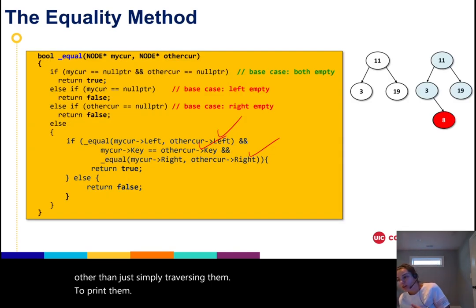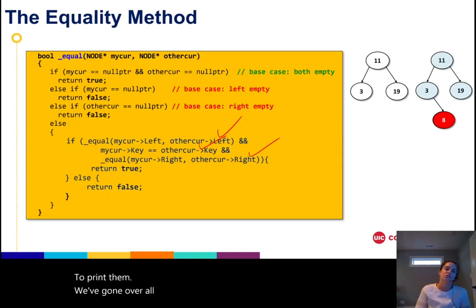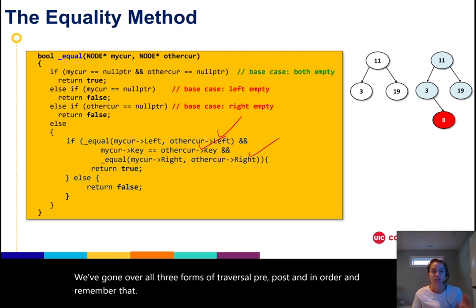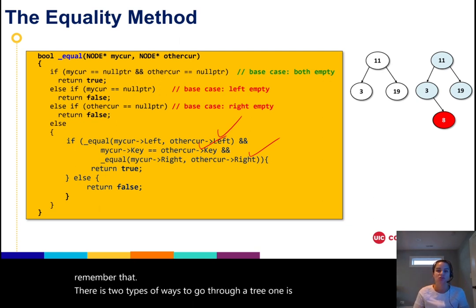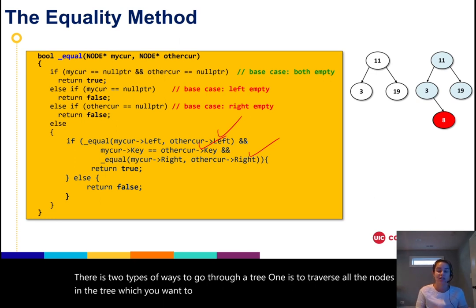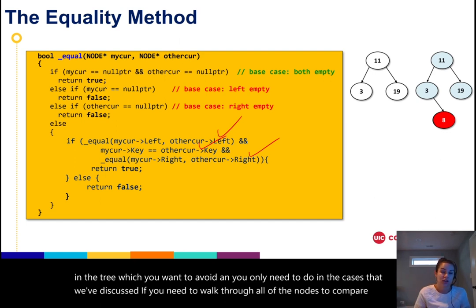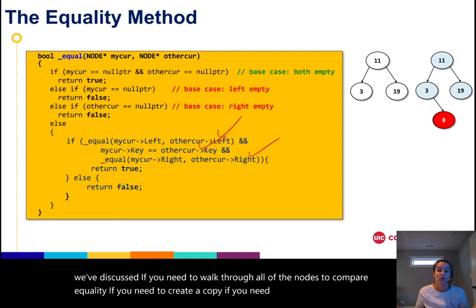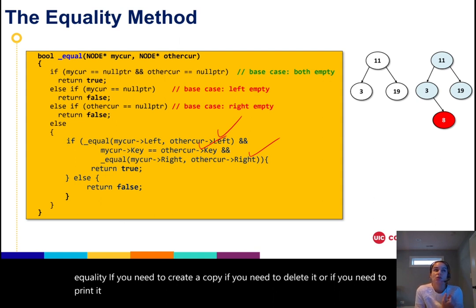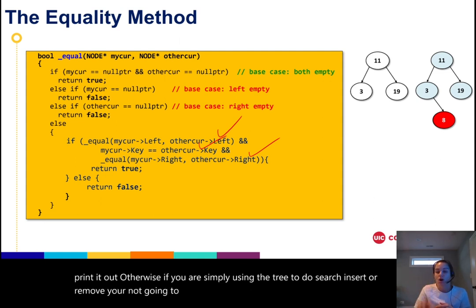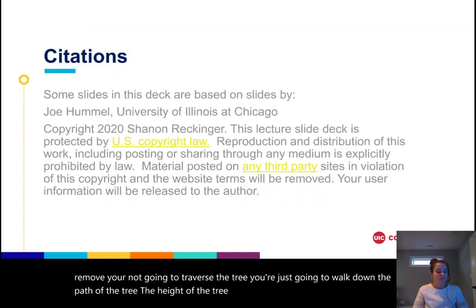So we've gone over all three forms of traversal: pre, post, and in order. Remember that there are two types of ways to go through a tree. One is to traverse all the nodes in the tree, which you want to avoid, and you only need to do in the cases that we've discussed: if you need to walk through all of the nodes to compare equality, if you need to create a copy, if you need to delete it, or if you need to print it out. Otherwise, if you are simply using the tree to do search, insert, or remove, you're not going to traverse the tree, you're just going to walk down the path of the tree, the height of the tree, to find what you need.